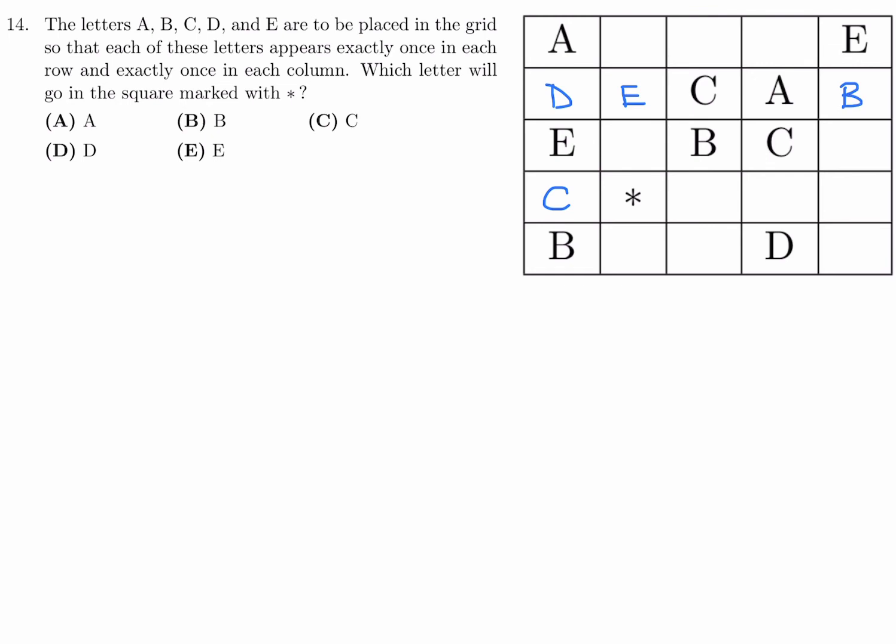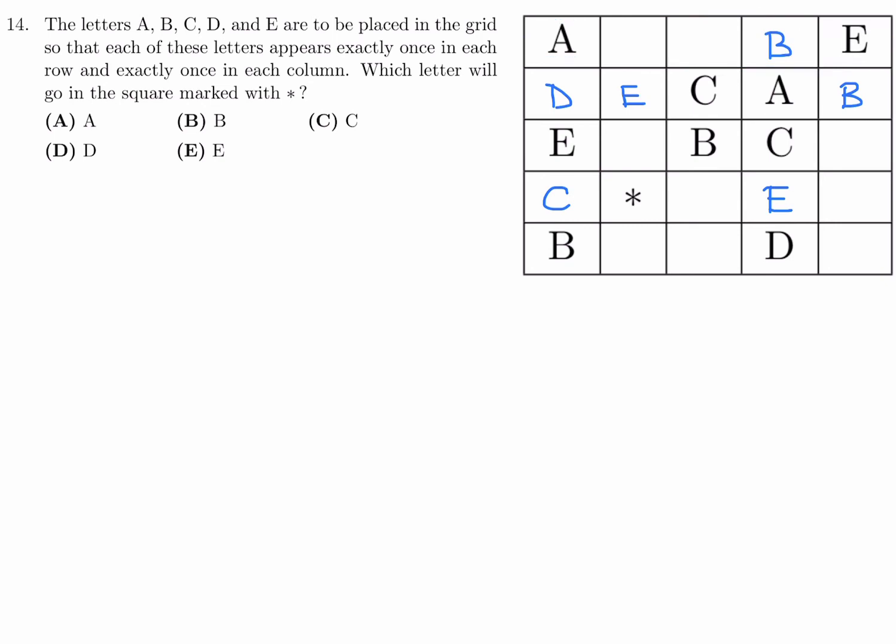All right, where do we go next here? I guess we can look at this column. It has A, C, D. It doesn't have B or E. E obviously cannot go there since it's already in that row, so E must go here, and therefore B goes here. And then I guess keep going with that same strategy.